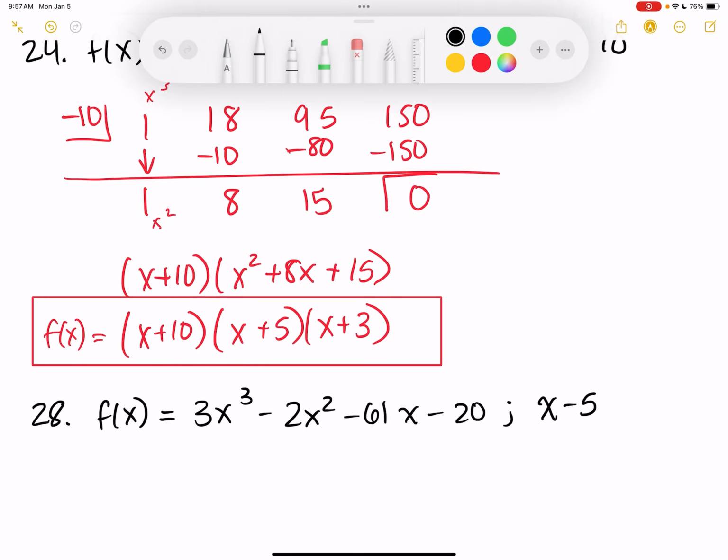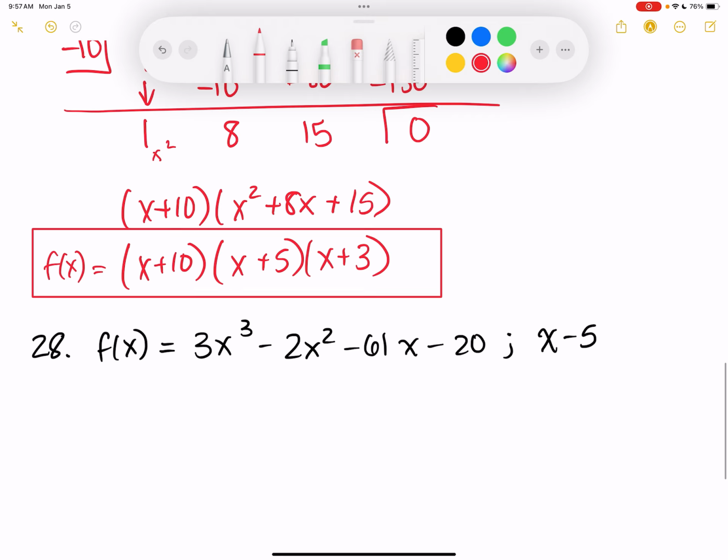3, negative 2, negative 61. So positive 5 goes in the box, no missing terms, so put them down in order.